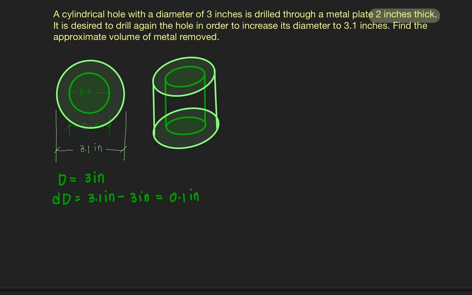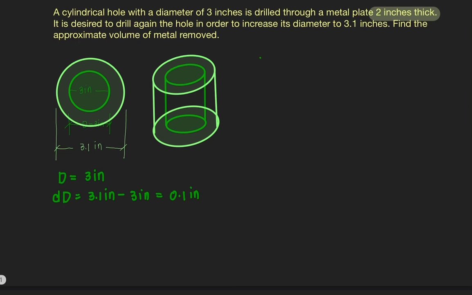Now because there was a change in diameter, there was a change in the volume of the metal removed. Now the formula for the volume of a cylinder, V, is equal to pi r squared h. And remember that this h is constant. It's 2 inches, so we can just replace that with the value.